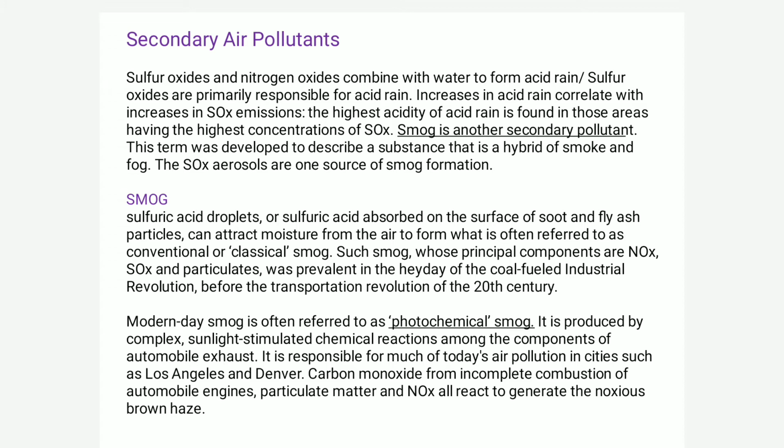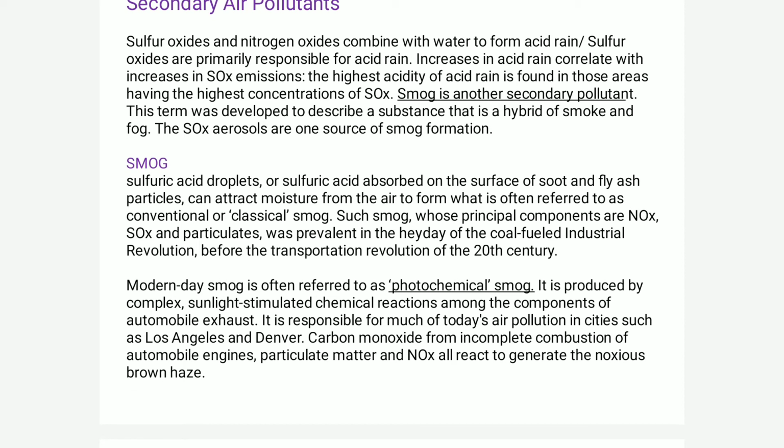Smog is another secondary pollutant. This term was developed to describe a substance that is a hybrid of smoke and fog. SOx aerosols are one source of smog formation. So what is smog? The sulfuric acid droplets or sulfuric acid absorbed on the surface of soot and fly ash particles can attract moisture from air to form what is often referred to as conventional or classical smog. Such smog, whose principal components are NOx, SOx, and particulates, was prevalent in the coal-fueled industrial revolution before the transportation revolution of the 20th century.